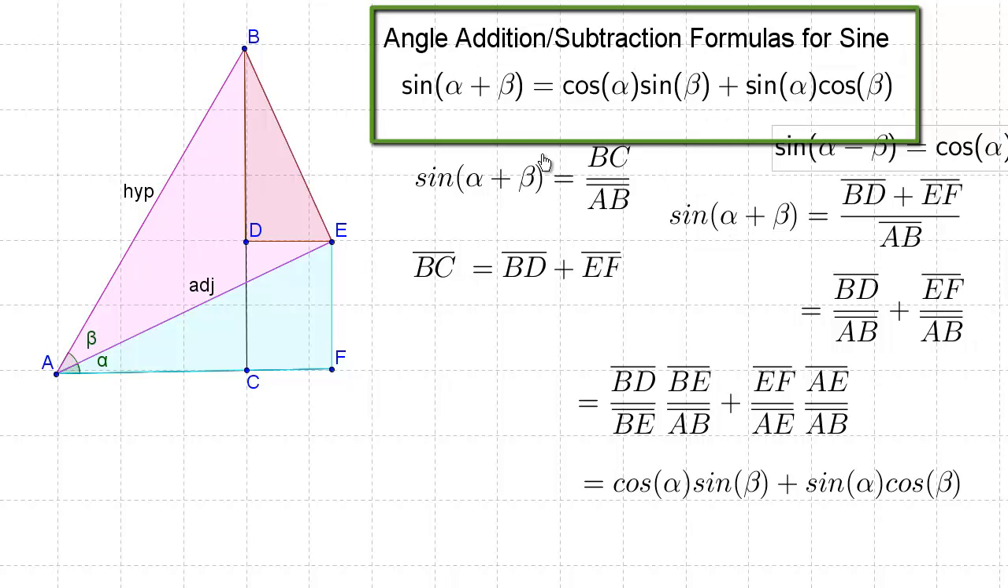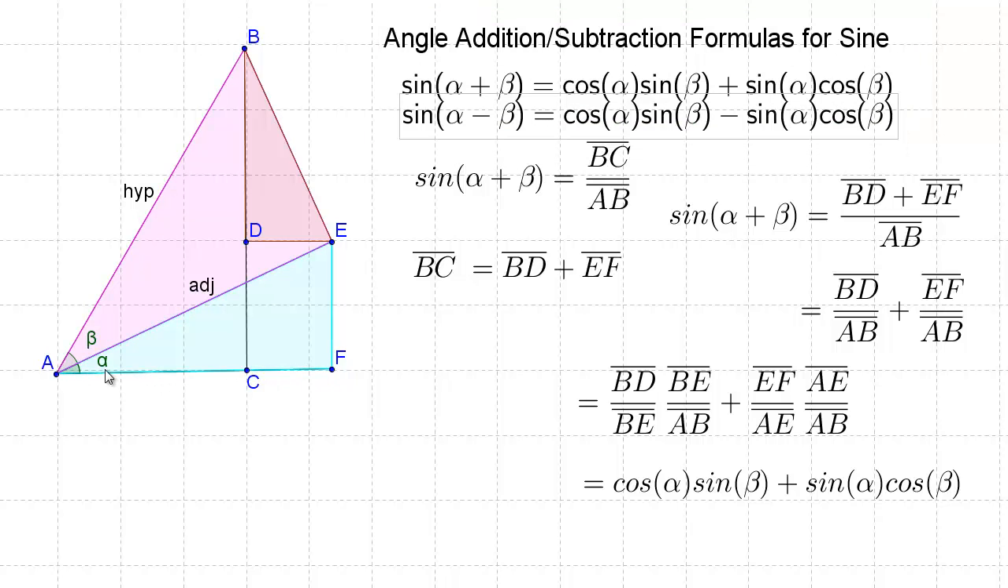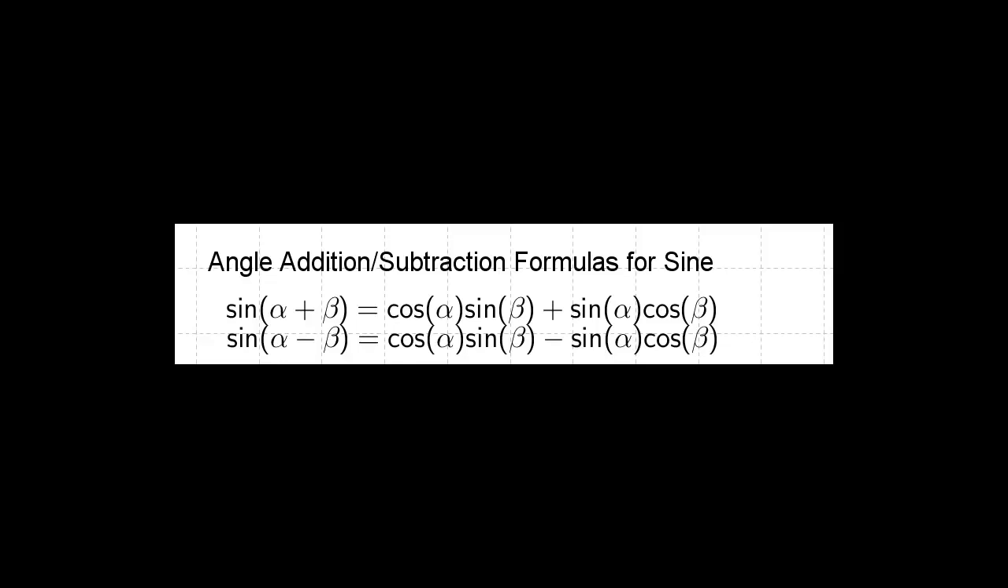The subtraction formula can be gotten the same way if you make the big angle alpha and you make a smaller angle beta, and then this angle here becomes alpha minus beta. The only difference becomes the sign changes, and by sign I mean plus or minus. So it's taken quite a bit of work, but we have proven the angle addition and subtraction formulas for sine.